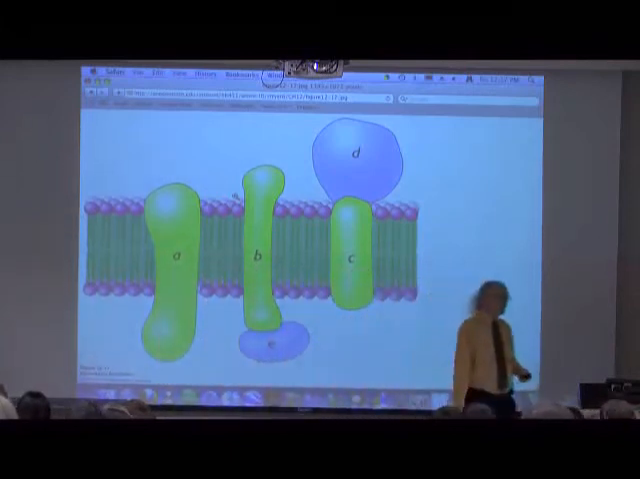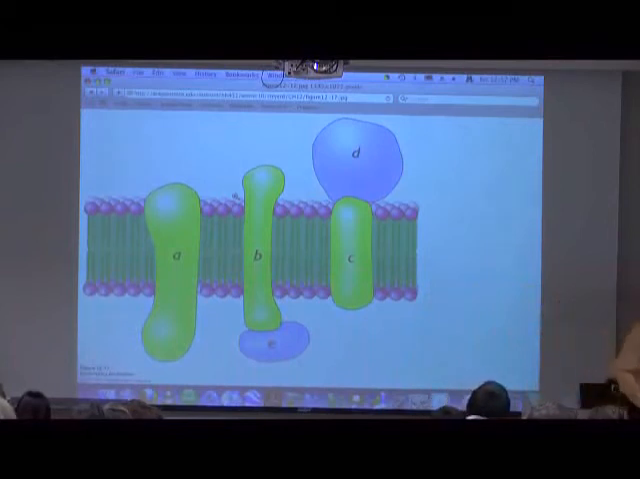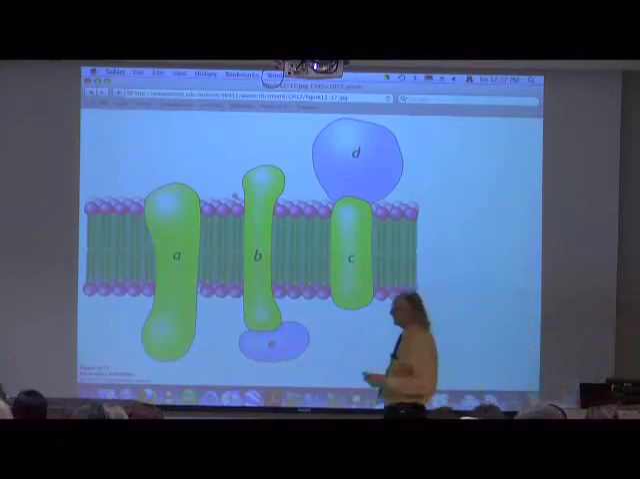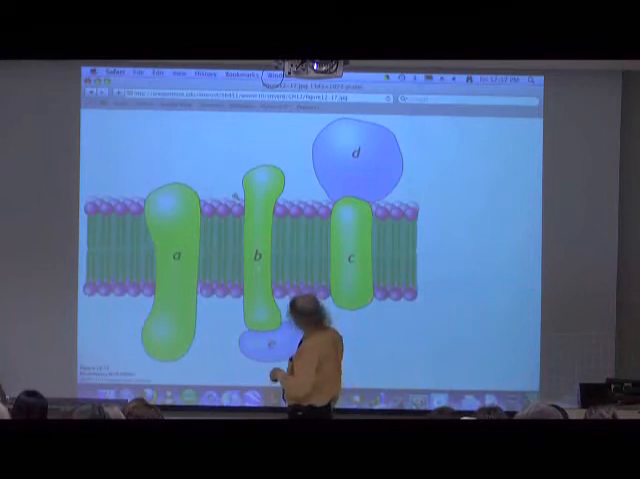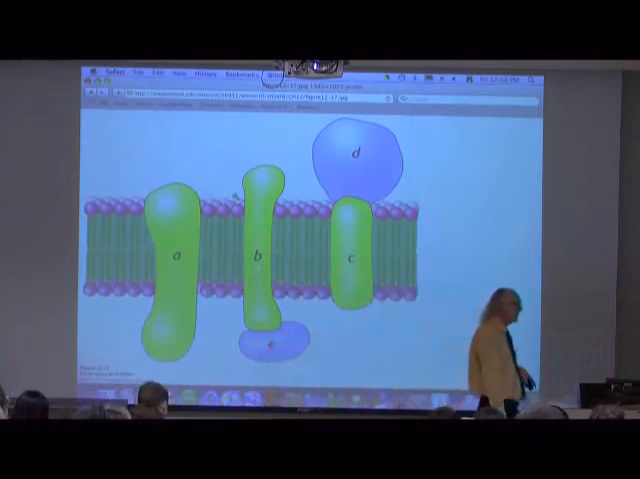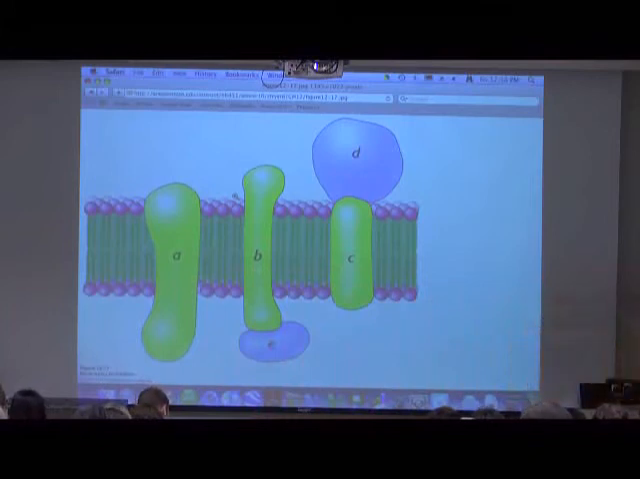Your book refers to E and D as peripheral membrane proteins. I give a more specific name than that. Okay? I call these guys associated membrane proteins. They're associated with something that actually is in the membrane, but they themselves are not in the membrane. They're associated with a membrane, but they're not in it.